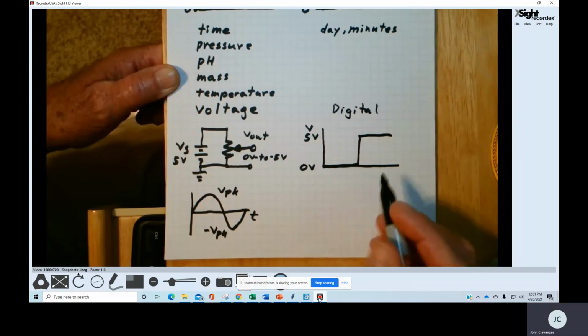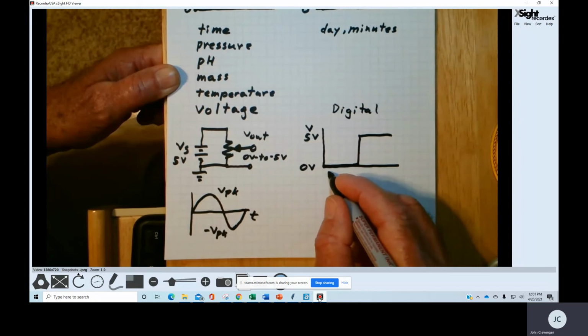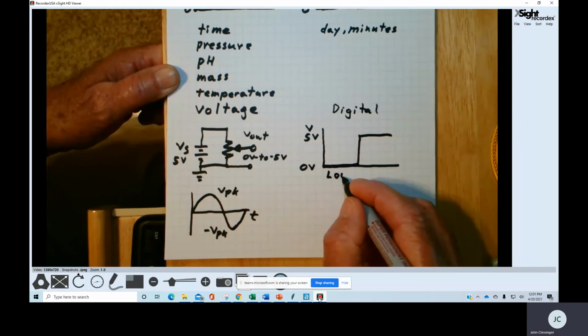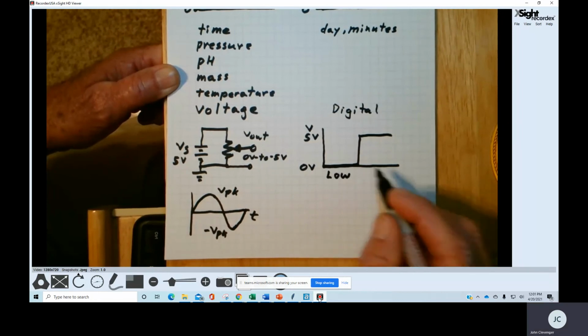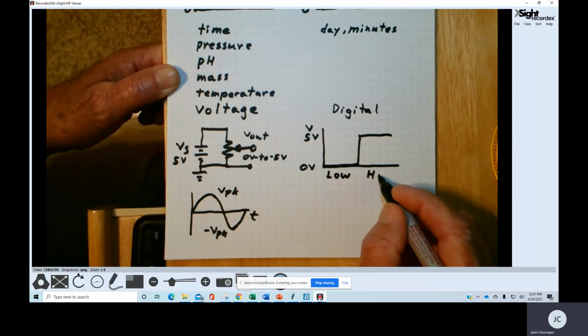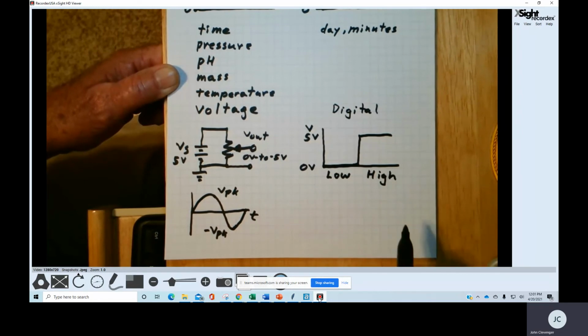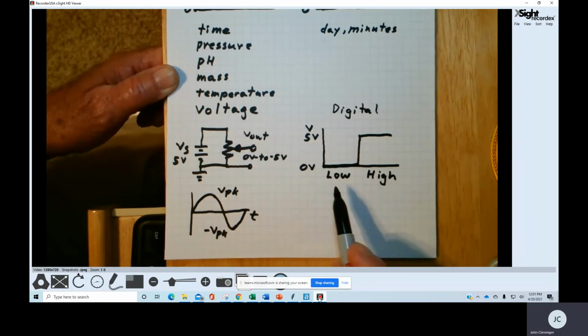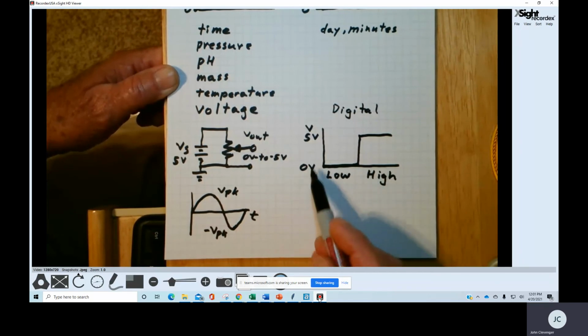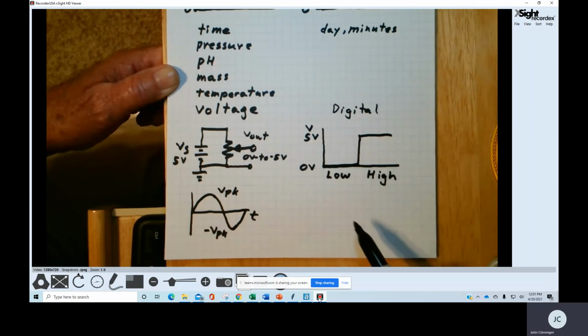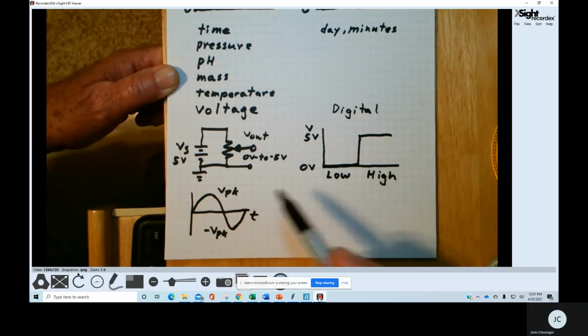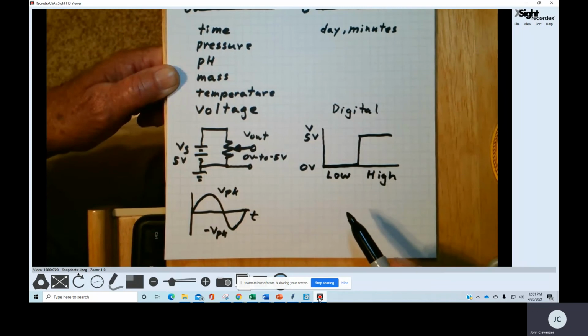And this 0 volt condition is considered to be what we term a low logic level, and the digital value of 5 volts is considered to be a high logic level. So with a digital system, our voltages can either be low or high. They can either be 0 volts or 5 volts. They can't be some value in between 0 volts and 5 volts.